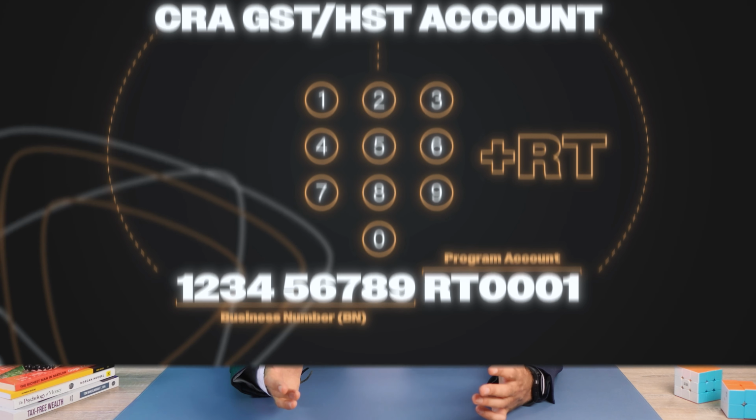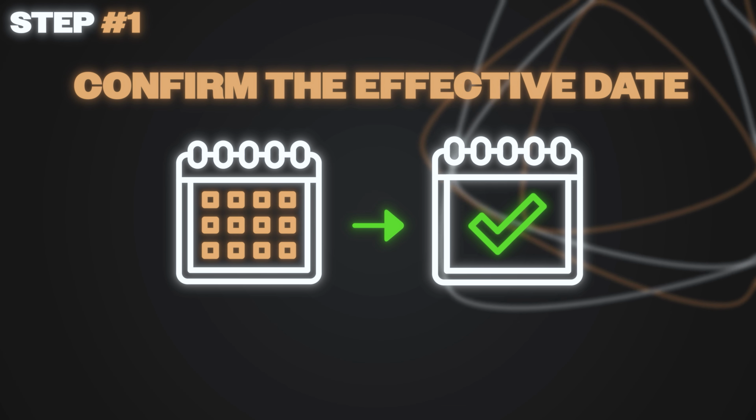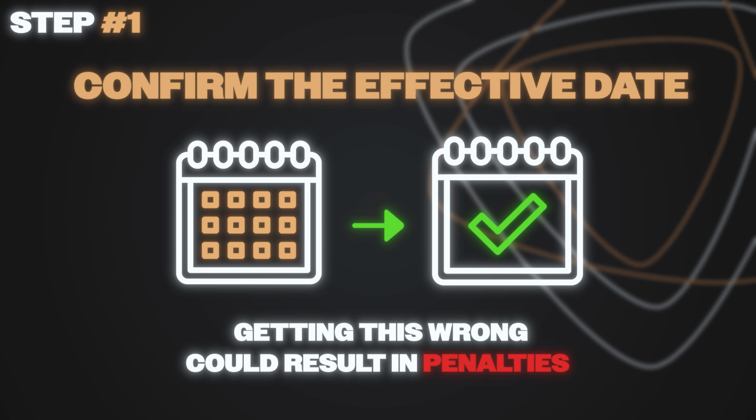You can register through the CRA website or by calling them. I left the details in the description. Or your accountant can register you. Once approved, I recommend doing 3 things. First, confirm the effective date for your first return. Getting this wrong could result in penalties.